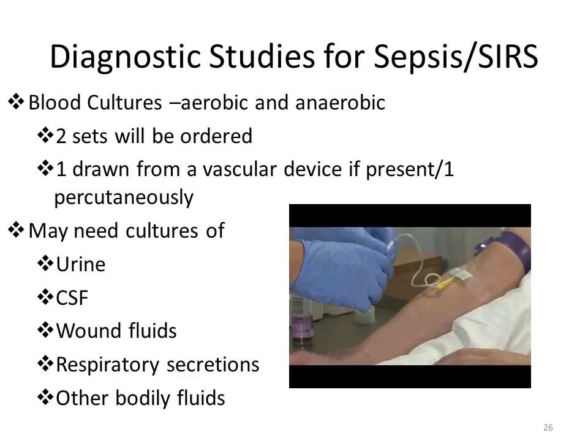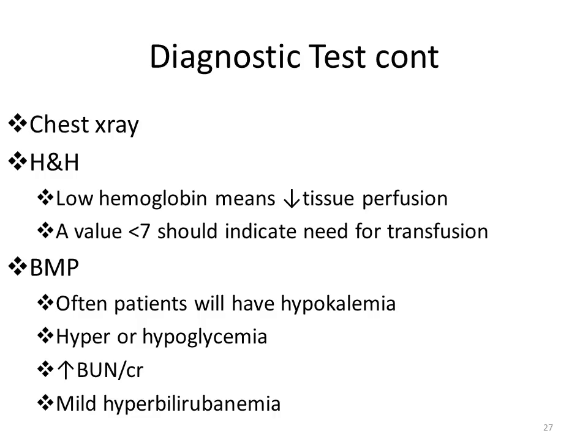We need to culture everything. Culture the urine, any cerebrospinal fluid that might be leaking, any wounds, any respiratory secretions, anything that you could possibly culture, we want to culture. We're looking for infection. We need to do a chest x-ray. We want to make sure there's no pneumonia in there.